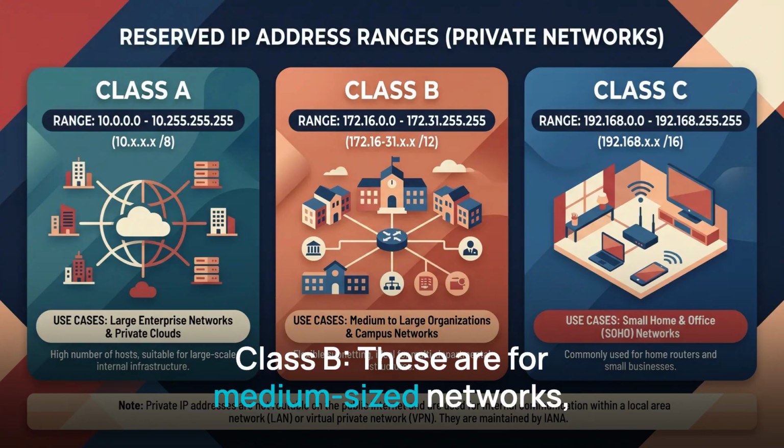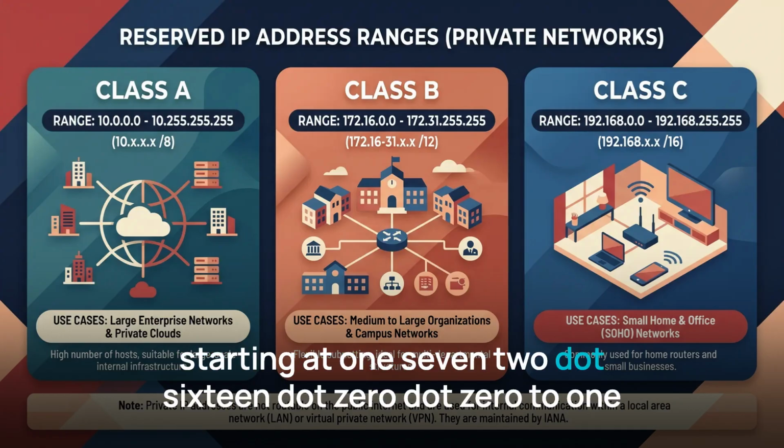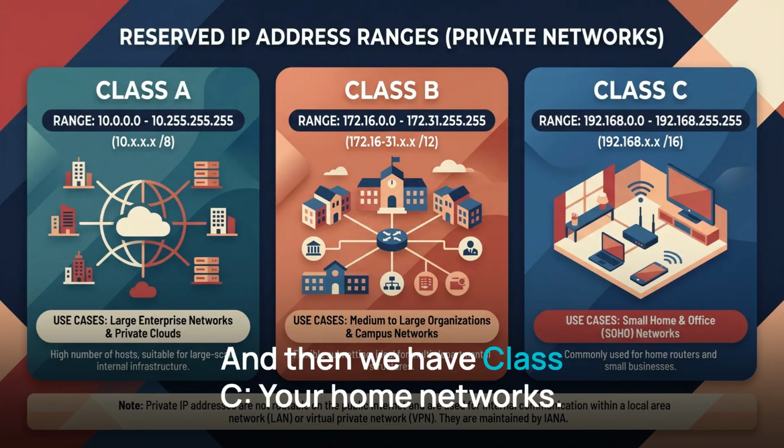Class B. These are for medium-sized networks, starting at 172.16.0.0 to 172.31.255.255.